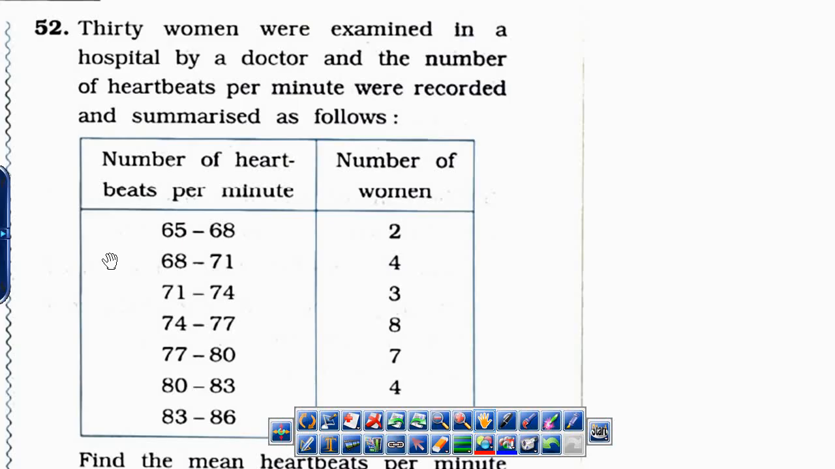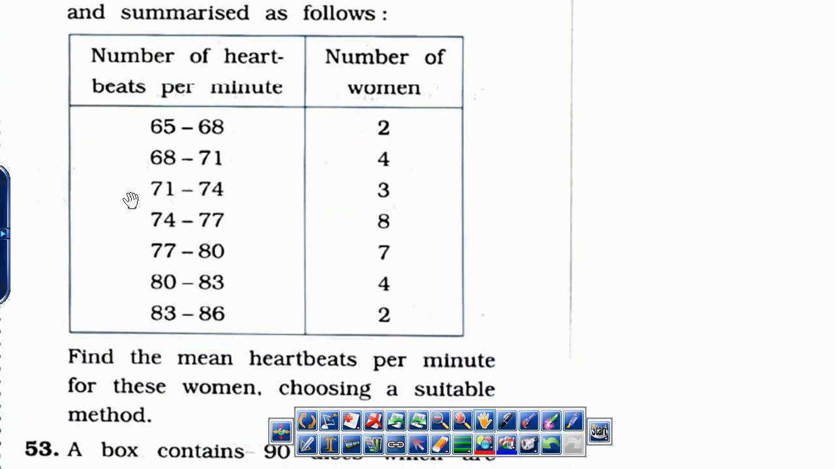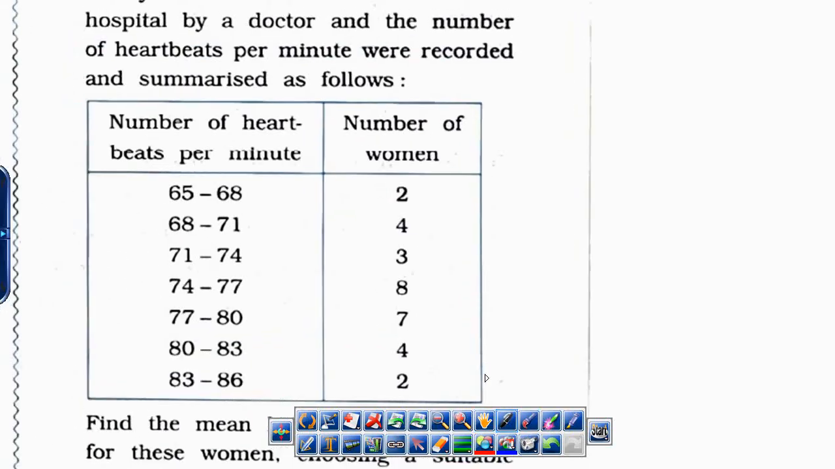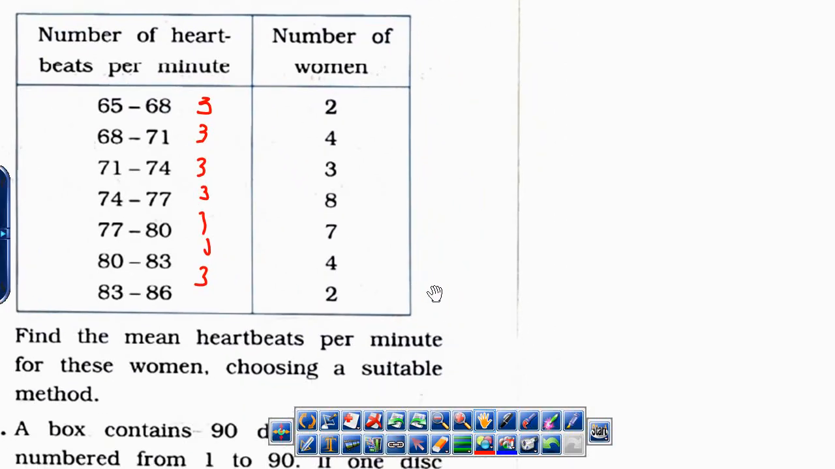30 women examined in the hospital. Find the mean by suitable method. 65-68 का class length 3. So carefully see, the class length is 3 everywhere. Therefore this is a normal sum and you could solve it on your own very easily.